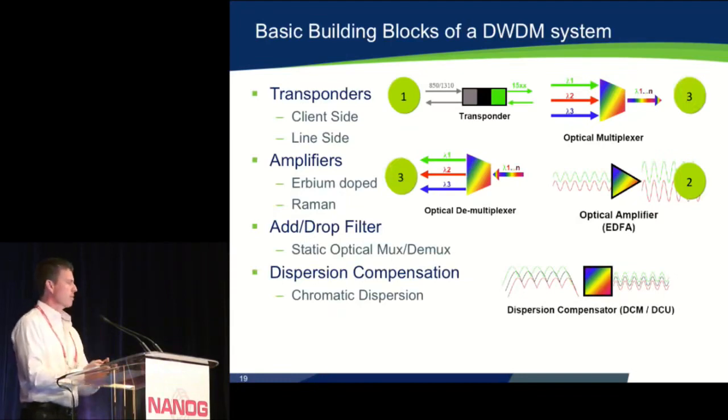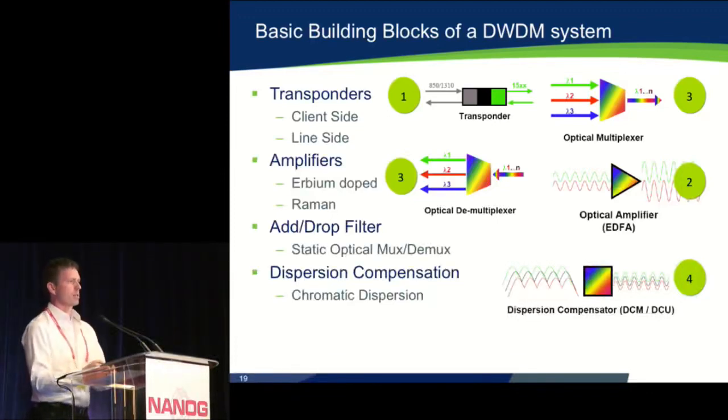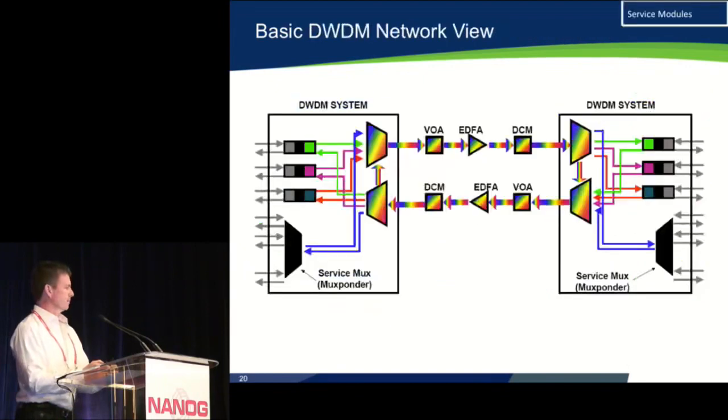Third is the add-drop filters, or the add-drop MUX, which allows individual wavelengths to be added or dropped at each node. Finally, dispersion compensation. We'll talk about how dispersion compensation is used in the network and how it will reverse the effects of chromatic dispersion on fiber. So let's start with service modules.